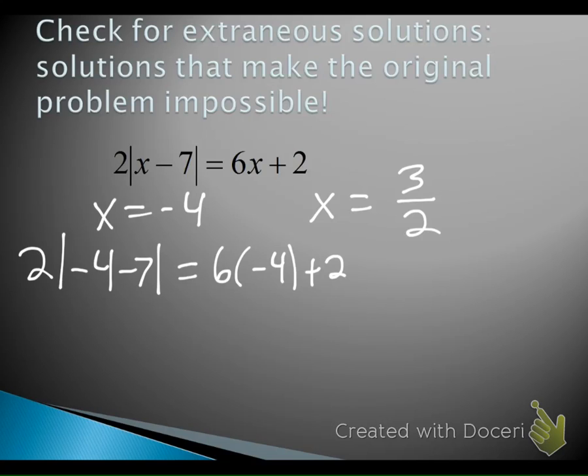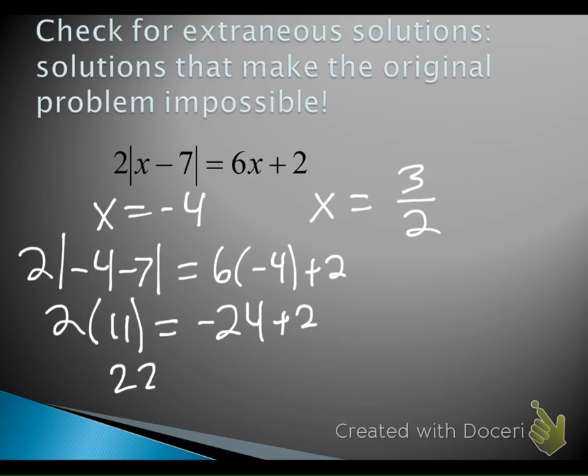So this is going to be 2 times the absolute value of negative 11, which is just 11. So I'm coming up with 22 equals negative 22. Does that work? No. So this is actually not a solution. Okay? Next you would plug the other one in and double check.